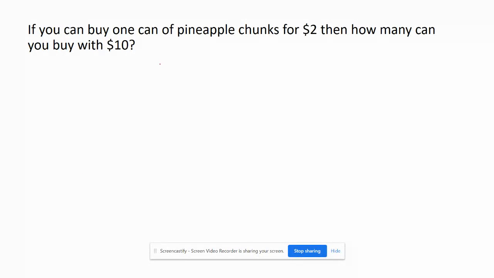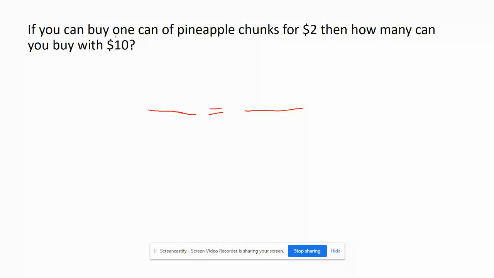Let me get my pen set up. If you can buy one can of pineapple chunks for $2, how many can you buy with $10? Okay, so with these problems, I have to set them up as fractions. I will have two fractions and they will be equal. Now, how you set these fractions up is up to you, but however you set this first one up, it's the same way you have to set the second one up. All right, and I'll show you what I mean by that.